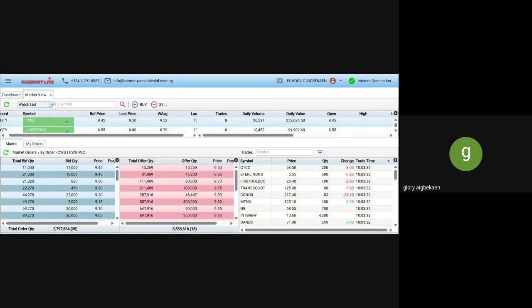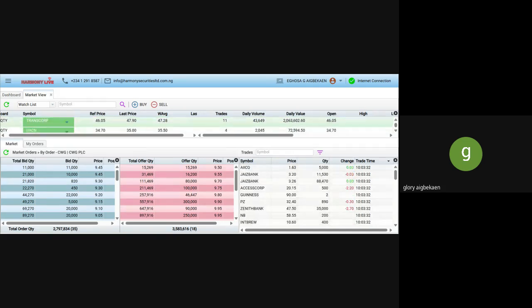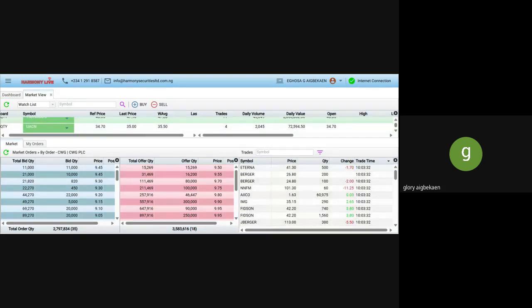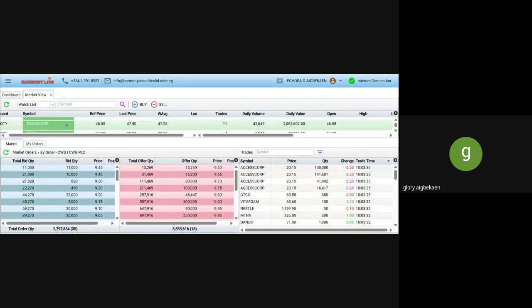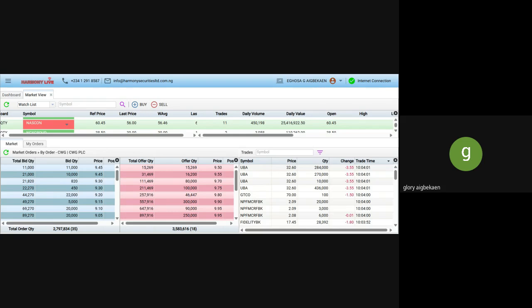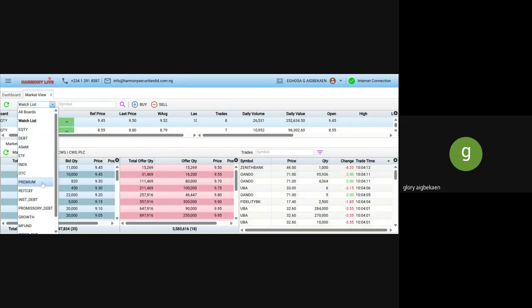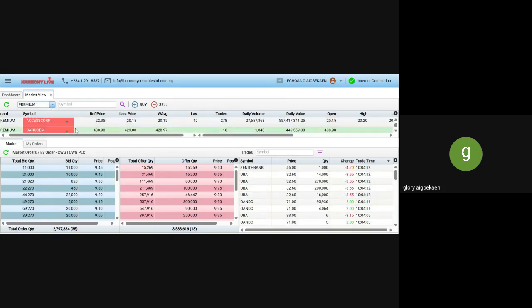Okay. So at this point, I want to look at some other stocks I'm following. Some of them are not in the watch list here. I have some of them in their primary board. Let's go to the equity, or rather, let's go to the premium board, because Lafarge Africa is one of the stocks I am following.